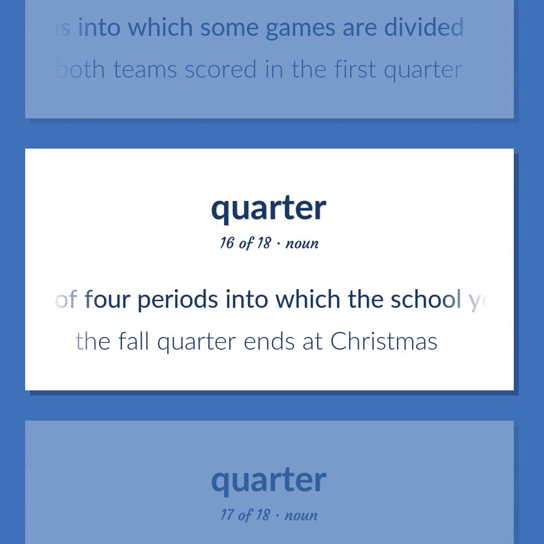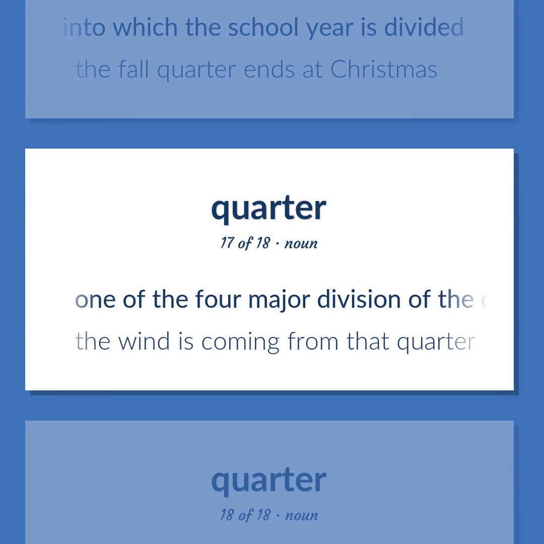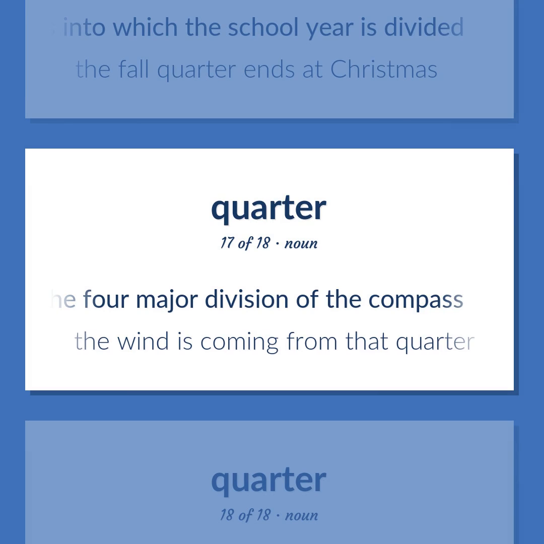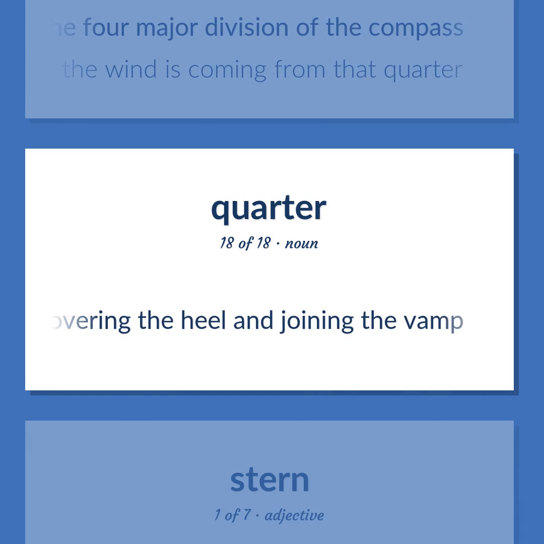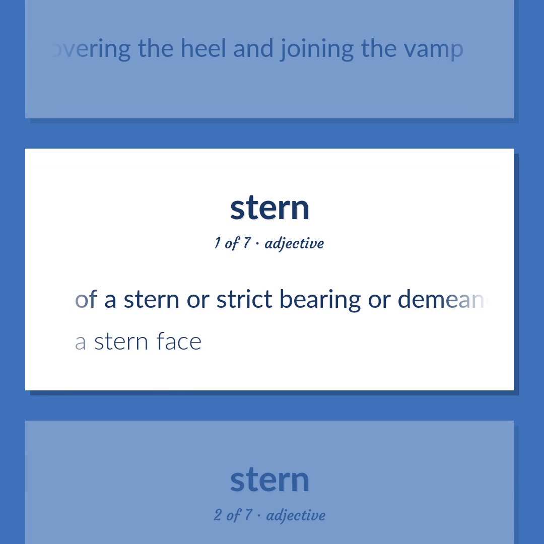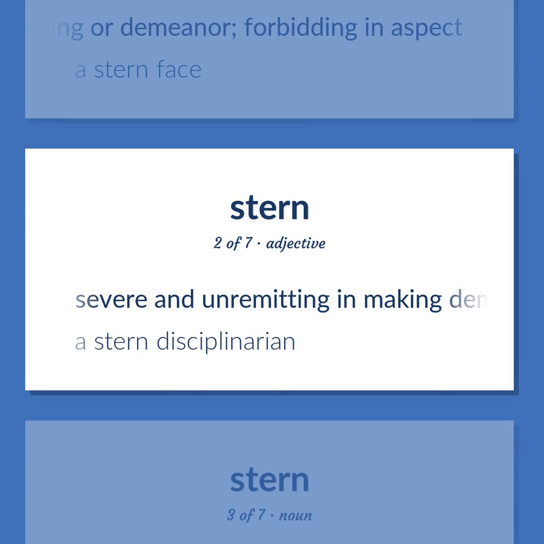One of 4 periods into which the school year is divided. The fall quarter ends at Christmas. One of the 4 major divisions of the compass. The wind is coming from that quarter. Piece of leather that comprises the part of a shoe or boot covering the heel and joining the vamp. Of a stern or strict bearing or demeanor, forbidding in aspect. A stern face. Severe and unremitting in making demands. A stern disciplinarian.